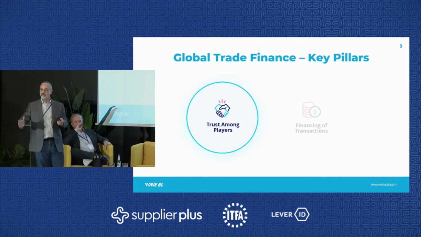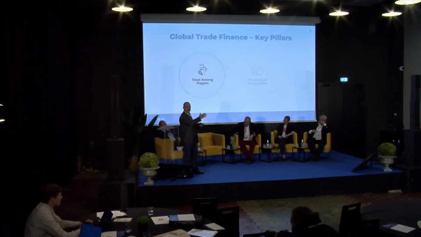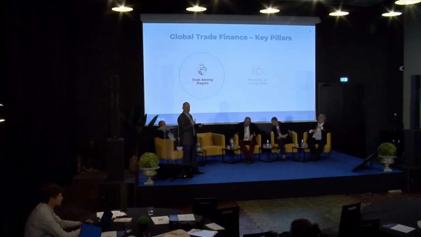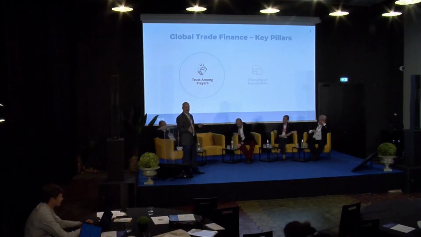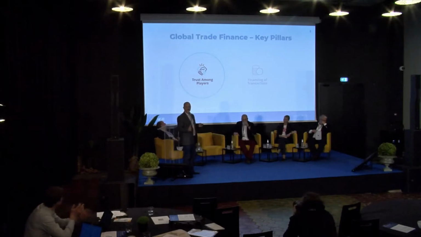So, global trade finance. We actually have two pillars to talk about. Trust among the players, and I'm not talking about digital trust. I'm talking about goods which are shipped from somewhere to somewhere, and money that needs to be transferred from the second party to the first party. Do they trust each other? Good question. Normally in global trade, we say that they don't trust each other.